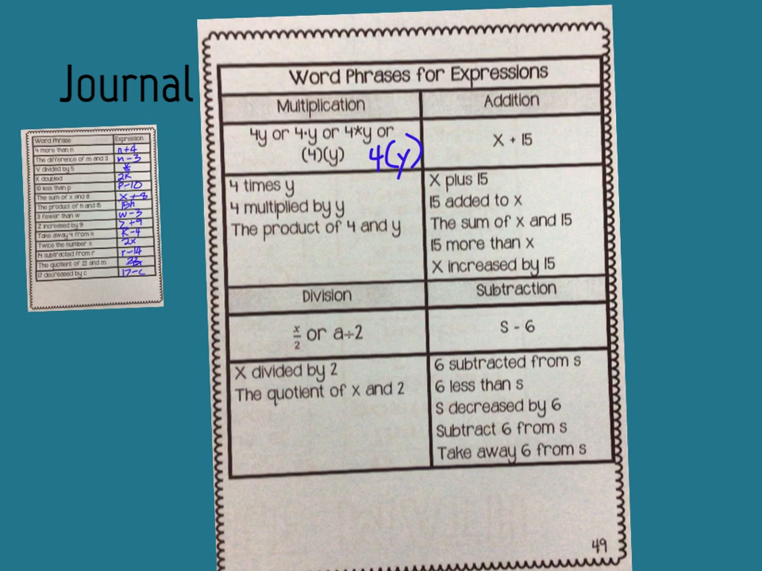Let's look at the next example, x plus 15. So you got x plus 15, 15 added to x. The sum of x and 15, 15 more than x, and x increased by 15. For division, x divided by 2. So x divided by 2, you would write like that. The quotient of x and 2 would be that. This actually should be an x, not an a.